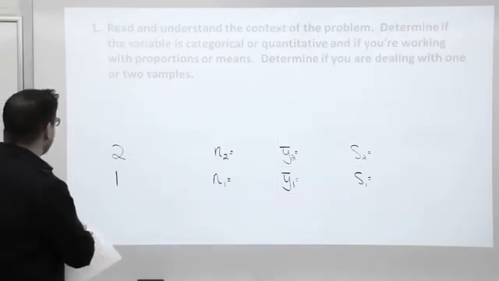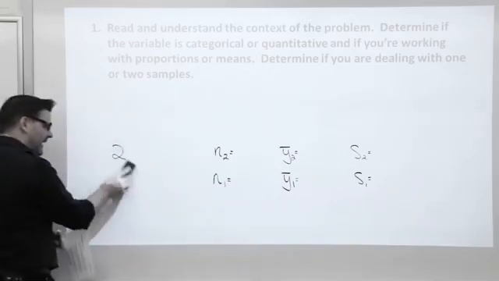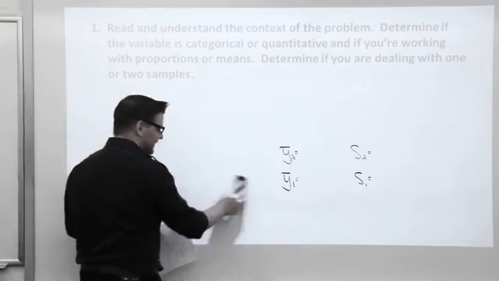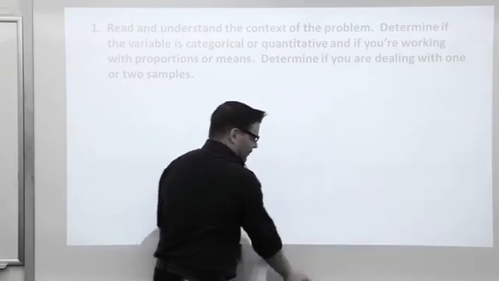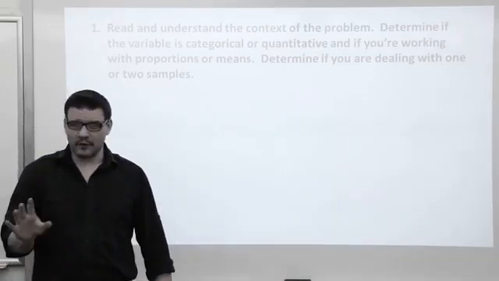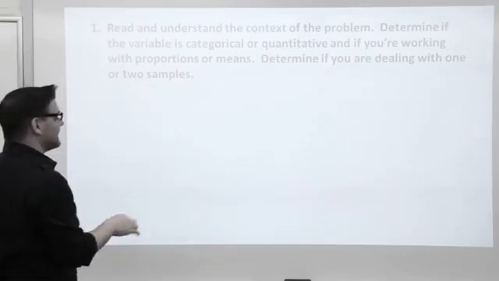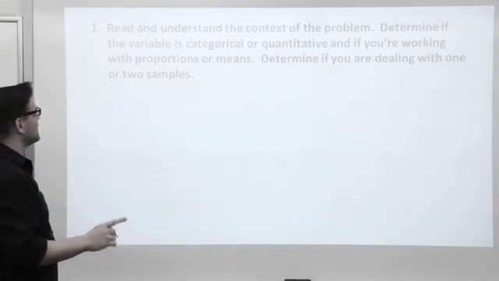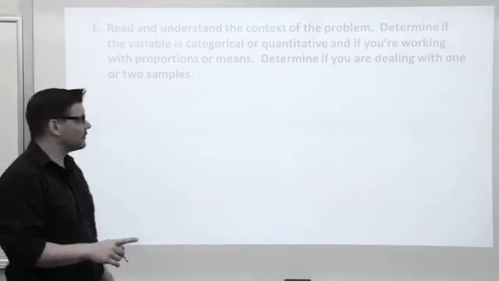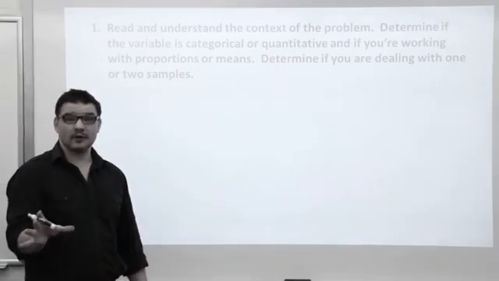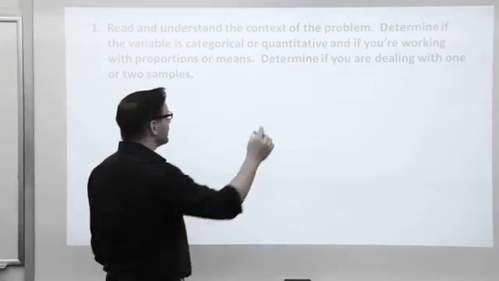We're going to go through the steps one at a time. If you go all the way back to the beginning of hypothesis testing, we laid out a framework to run these problems, and so we're going to go through step by step. First thing, you've got to read and understand the context of the problem. Determine if the variable is categorical or quantitative. It's a test score. It's quantitative, right? It's numerical.